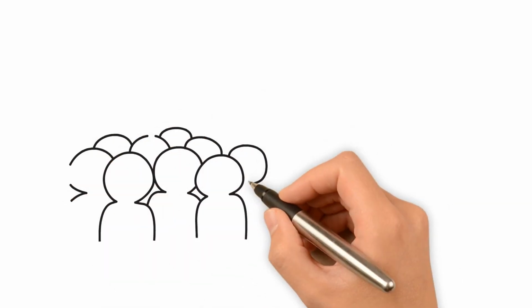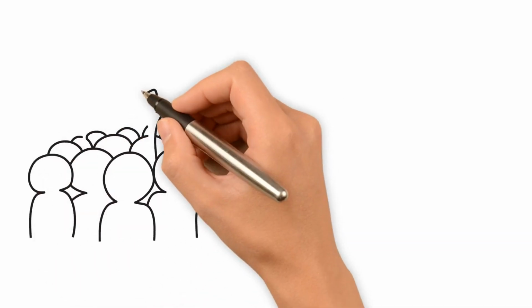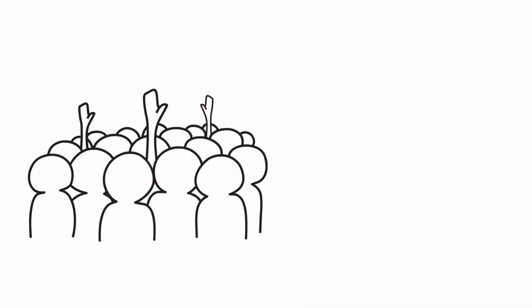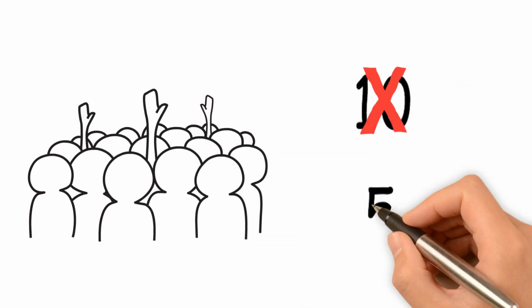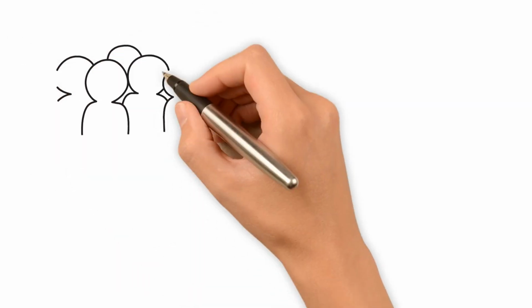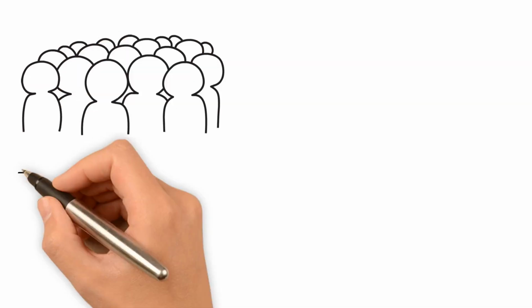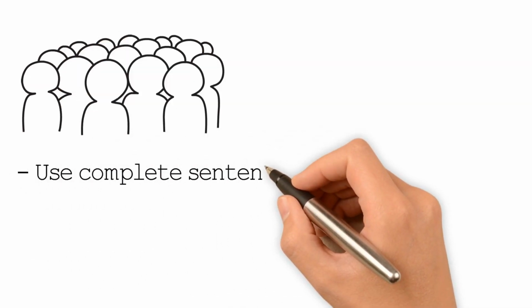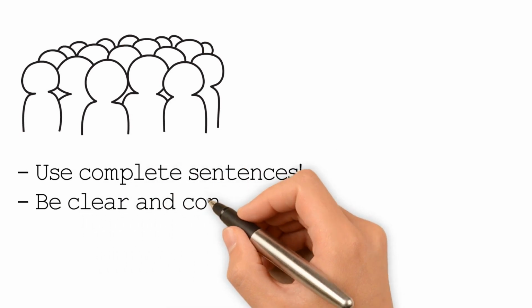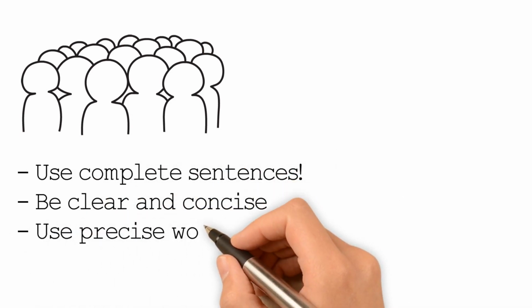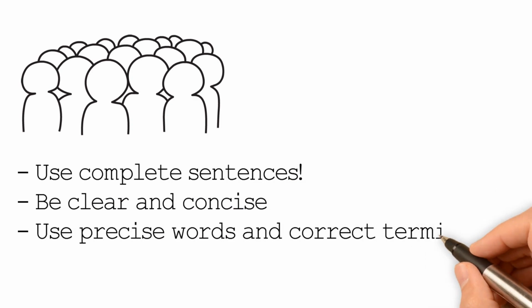When writing for a scientific audience, it's extremely important to be succinct, so don't use 10 words when 5 will do. Bear in mind the audience you are writing for and make sure your writing style is appropriate. Use complete sentences, not shorthand notes. Be clear and concise, and make sure you use precise words and correct terminology.